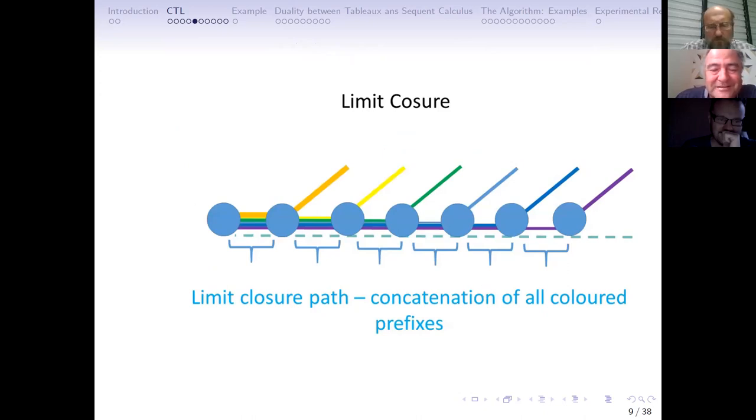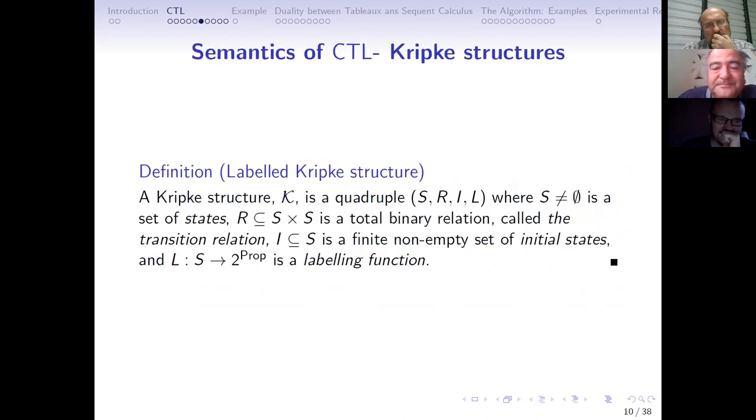So using colors, the idea is that you can go along the yellow path first, so you can see that sort of route through the tree. Then you take the same prefix, but you continue along the yellow path, then along the green path, blue path, etc. If you have the limit closure property in formulae, it means that you actually have a path that is a limit of all these paths which you just introduced. In other words, you can concatenate all these colored prefixes, you end up with a path which is considered a limit closure, and that path belongs to the set of paths in the model.